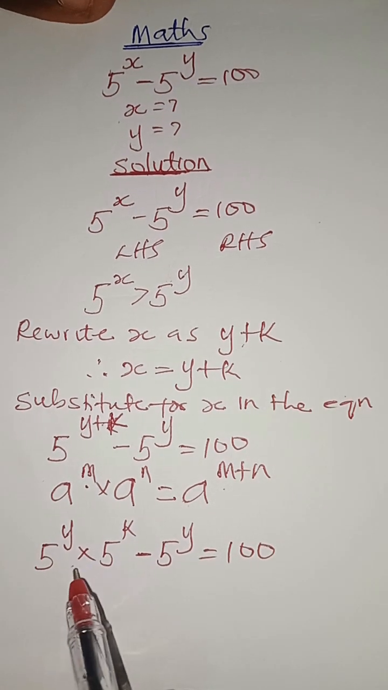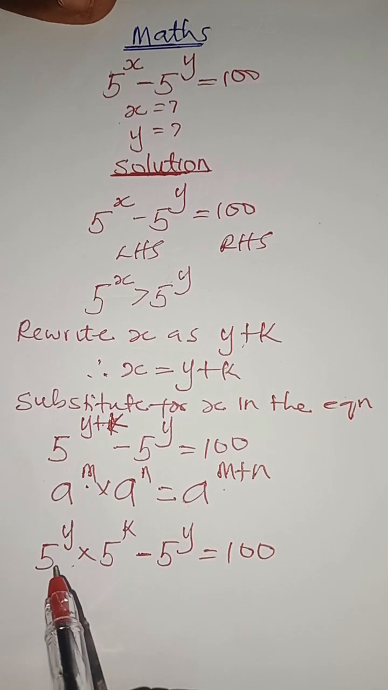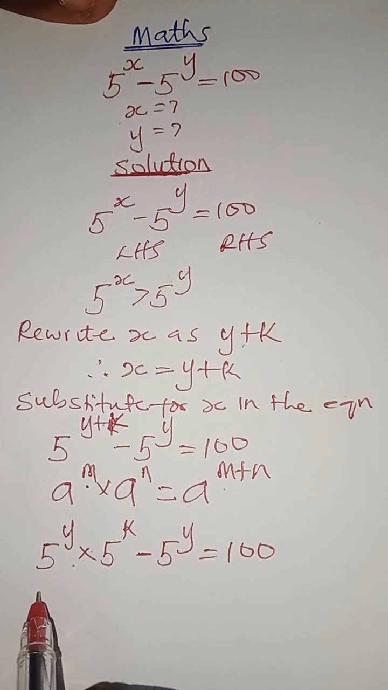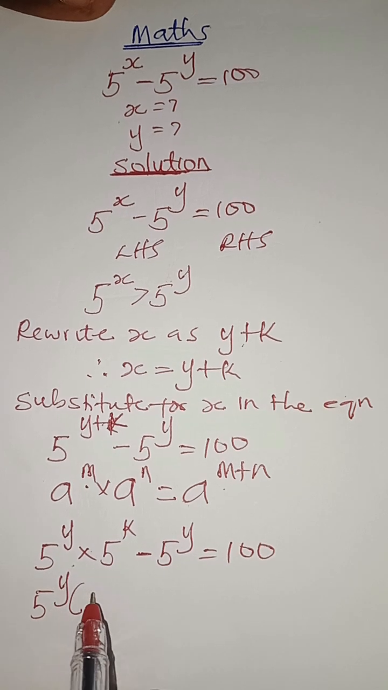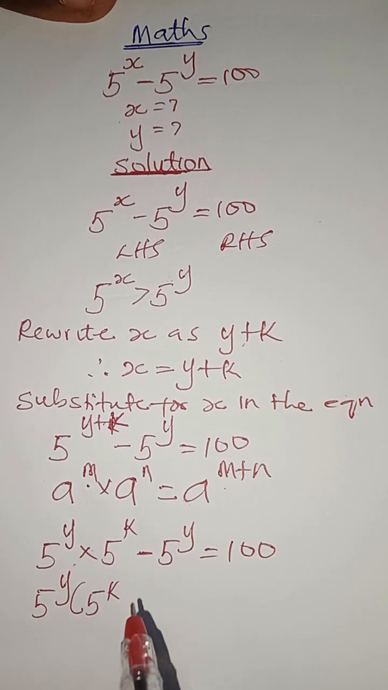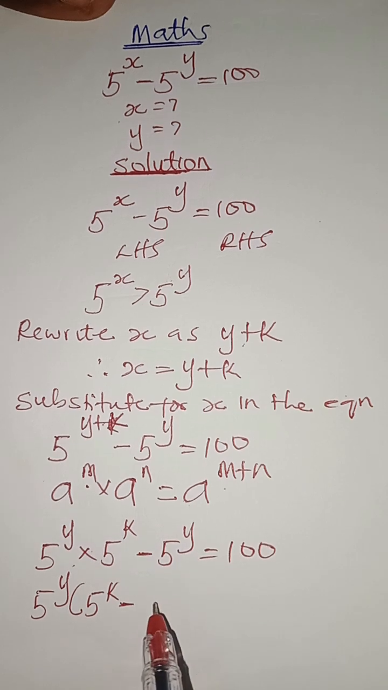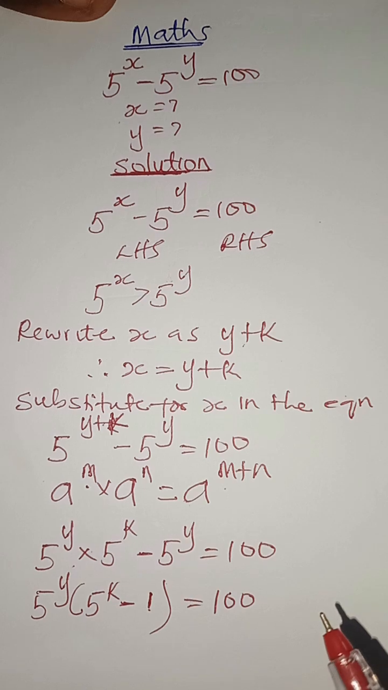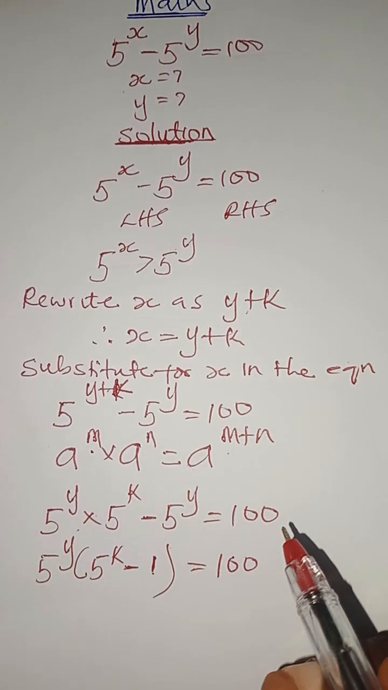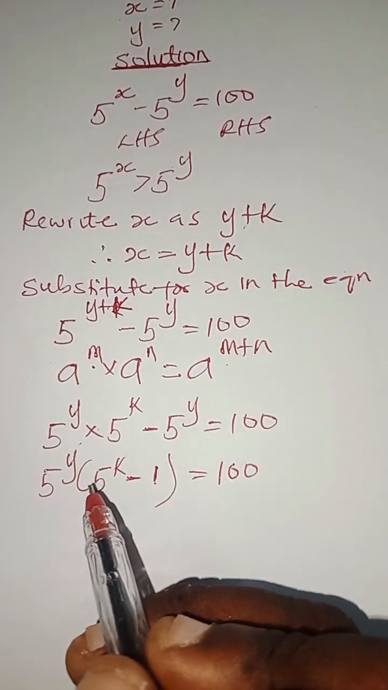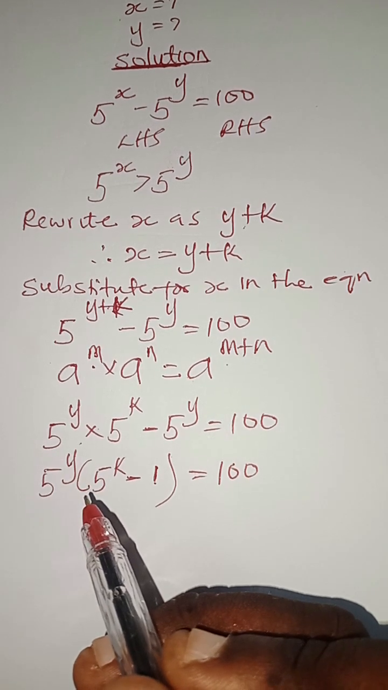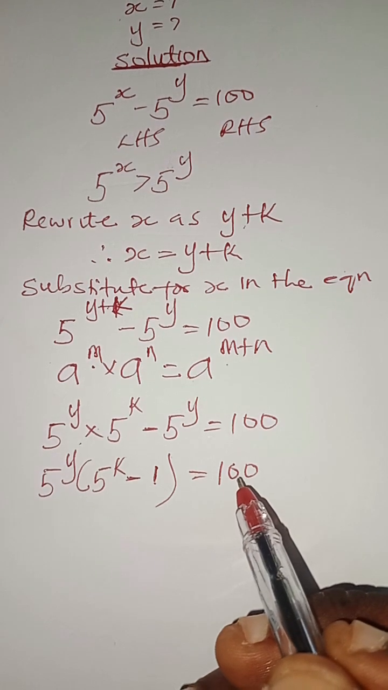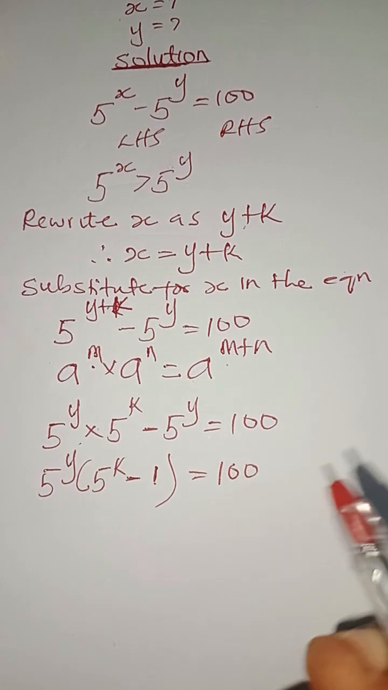Now look at this term. This is a term. This is another term. Now here, 5 raised to the power of y is common to this term, common to this term. So factor it out. This and this is to give you this. If you factor out this one, it's going to give you 1. It's equals to 100. So I want to tell you categorically that this left hand side is okay. You are done with the left hand side. Now your attention should be on the right hand side, this 100.